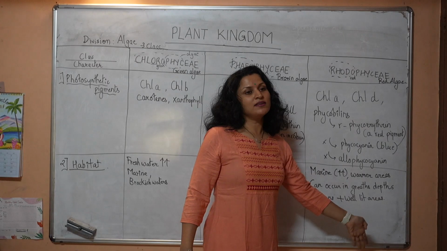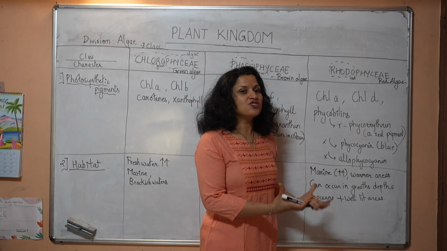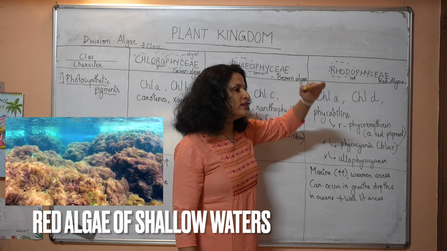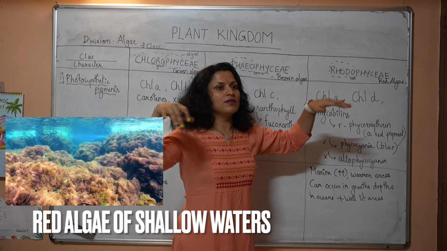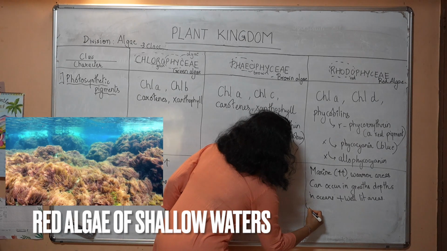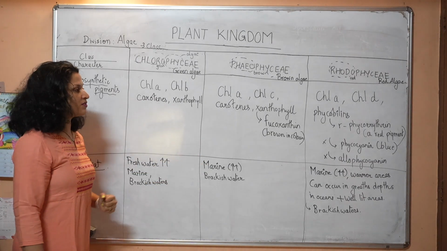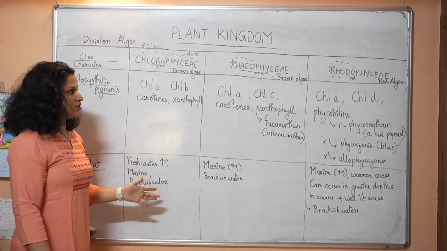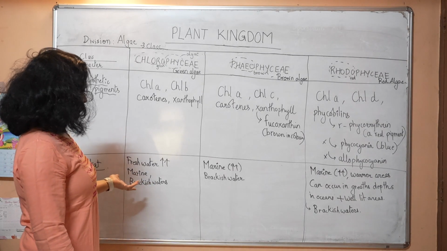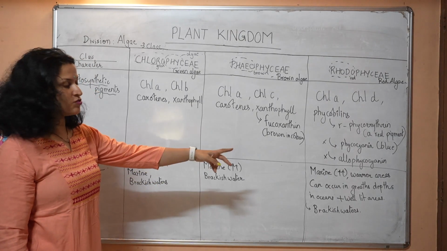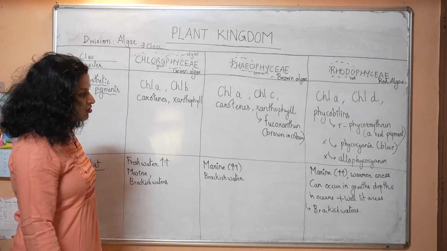The deeper they are in the ocean, the more reddish they will be in color because of the high amounts of pigments, and the shallower they are in the ocean, the less red the color they will have. Also found in brackish waters. So that is what it is about the three different types of algae: green algae, brown algae, red algae. These are mainly found in freshwater. These are found in cold marine waters, temperate waters, and those are found in tropical waters, warmer areas.